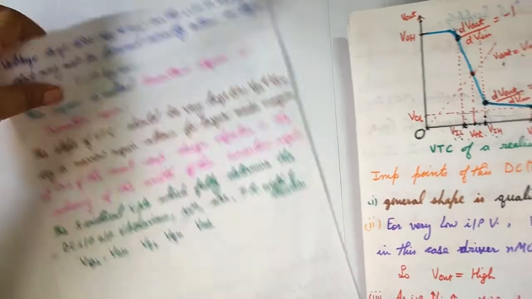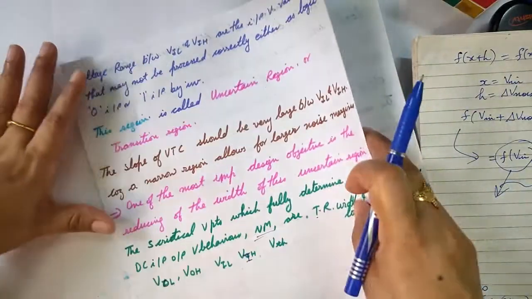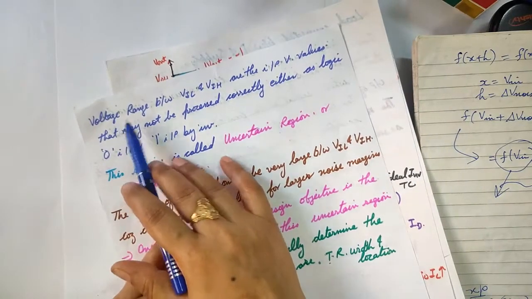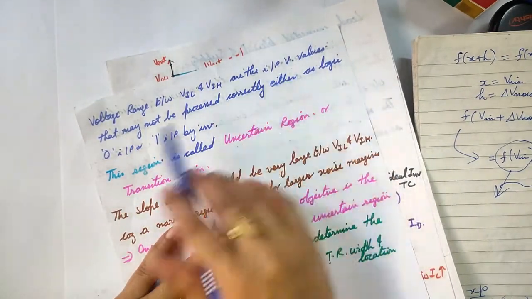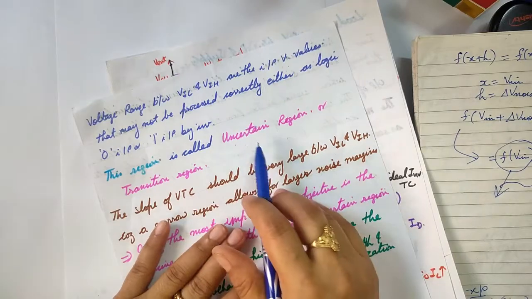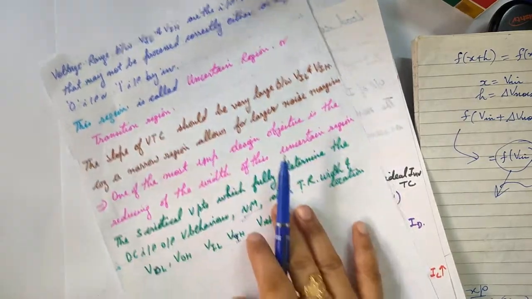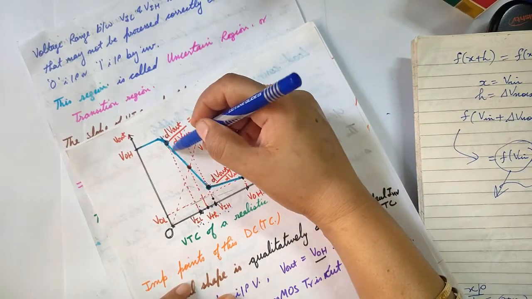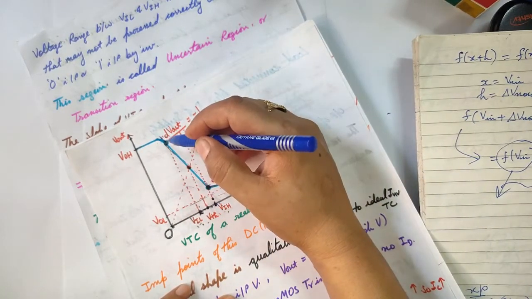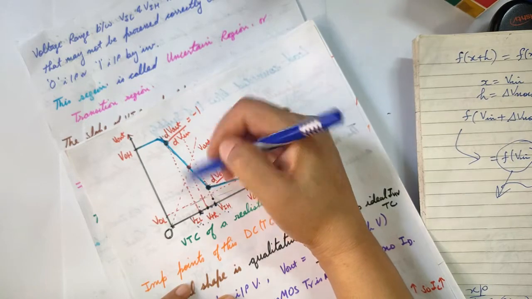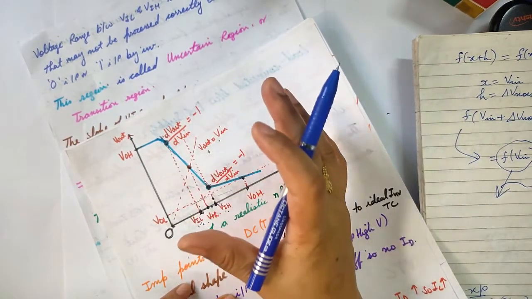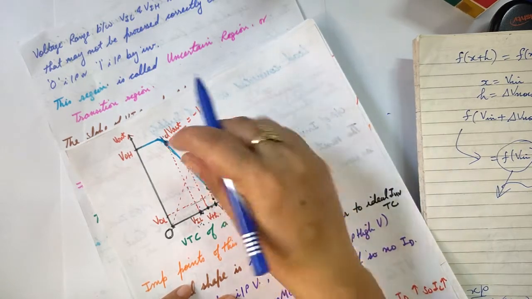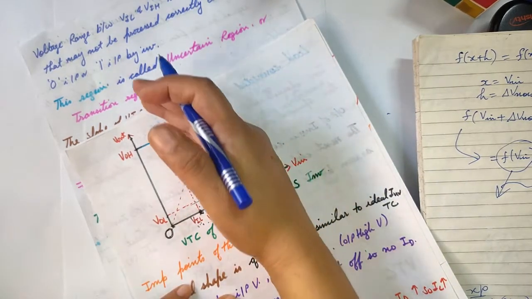Now what is the main thing while designing these inverters? I'm going to talk about that. The voltage range between VIL and VIH are the input values that may not be processed correctly, and so this region is called the uncertain region or the transition region. Now if you remember the ideal case, it is a straight line. The main criterion is that the higher the slope of this region, the more steep it will become.